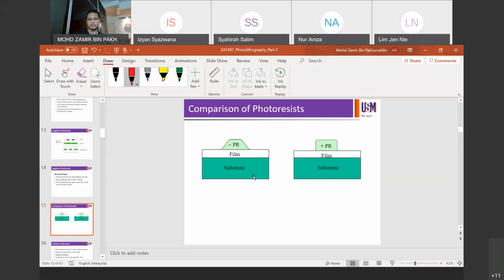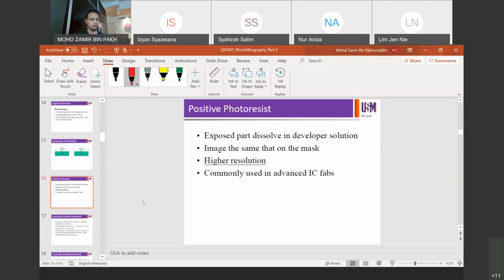Comparison of photoresist, negative and positive, but this one is very generic. It's not always true. For some cases, you have to really look at what you use for your exposure and everything.